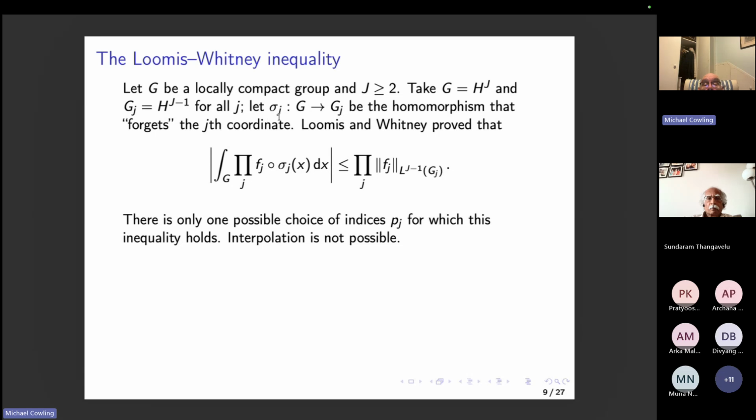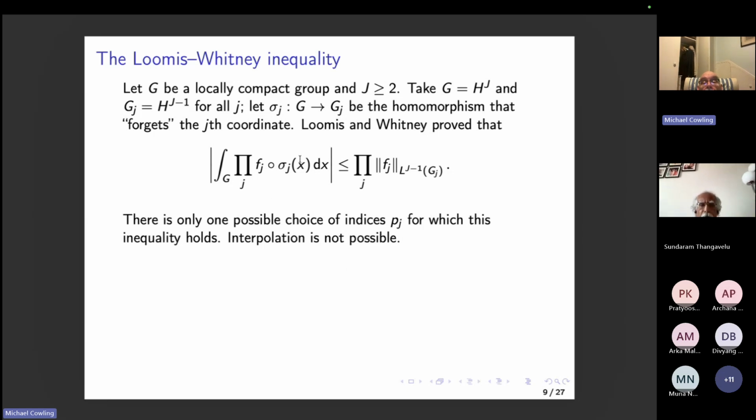And then the Loomis-Whitney inequality is that the integral of the product of these functions is less than or equal to, and once again the constant here is 1, the product of the L^(J-1) norms of the functions on the slightly smaller groups. So this is a rather more interesting inequality.